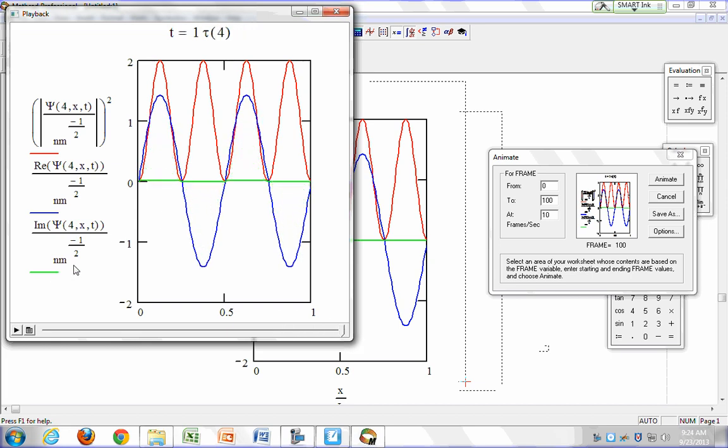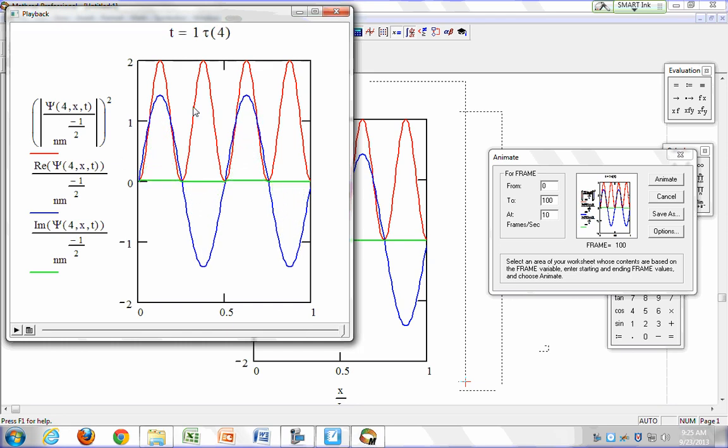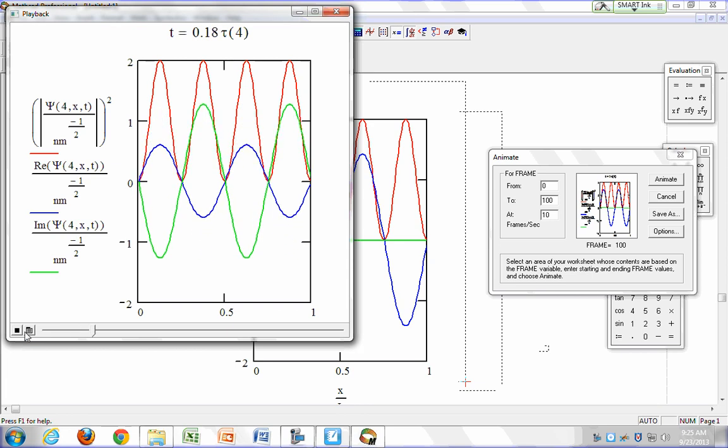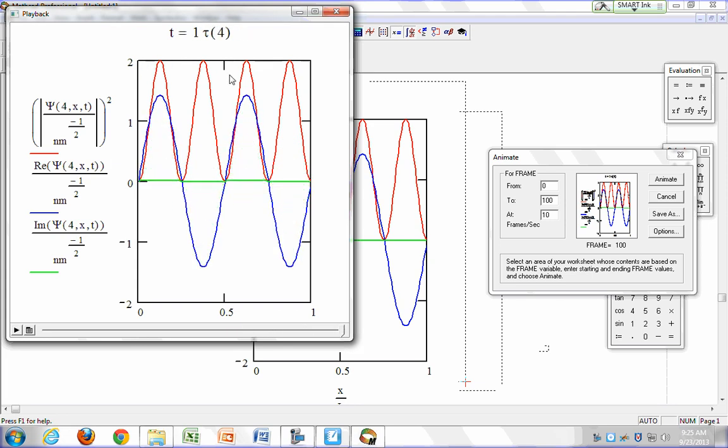Okay, look at the green curve. That's the imaginary part. It's also changing. Okay, it's going through cycles. But look at what happens to psi squared, the red curve. The probability density function is not changing. So your real part and your imaginary parts are changing, but your overall probability density function, the square of your wave function, is not changing. That's why we call it a stationary state.